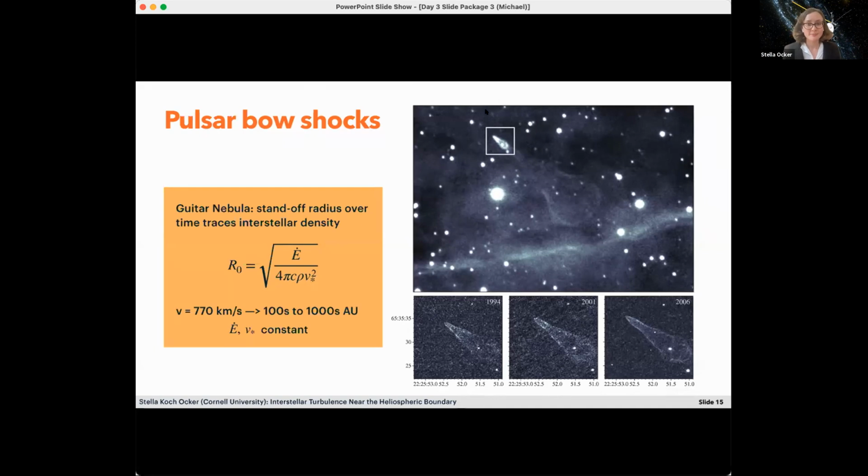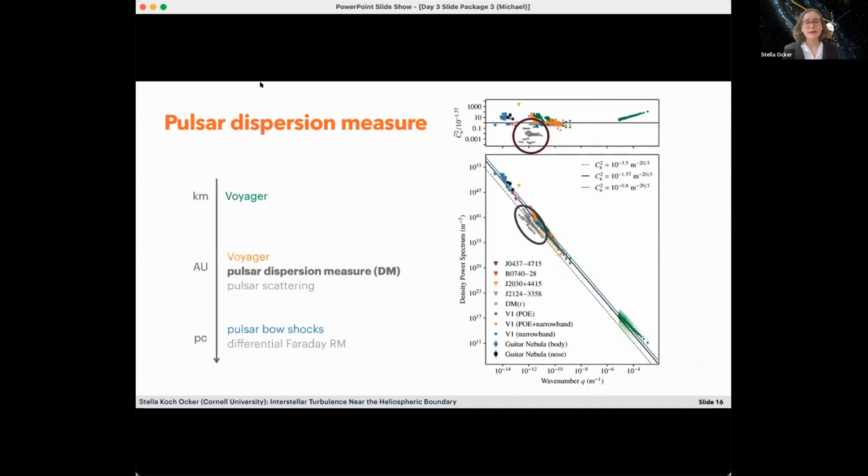Okay, so next slide. All right, so the other kind of pulsar observation that I will briefly highlight here is pulsar dispersion, which also constrains the density fluctuation spectrum at the wave numbers that are circled in this plot. And if you go to the next slide.